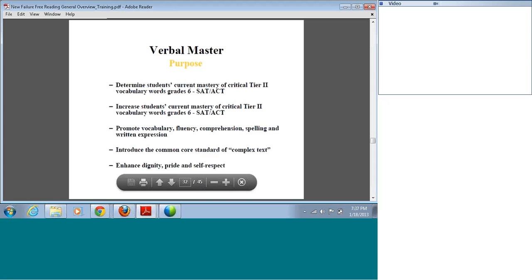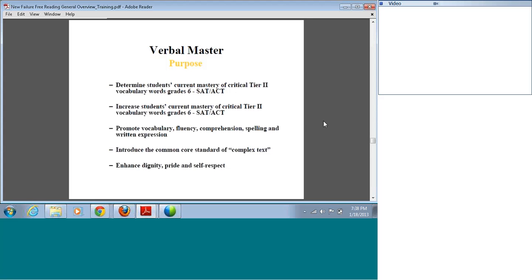All right, this is just a little bit more of a detailed description of Verbal Master. It determines students' current mastery of critical tier 2 vocabulary, and increases students' mastery of that vocabulary. It very much promotes vocabulary, fluency, comprehension, spelling, and written expression. It has the opportunity for you to really give the students practice at the Common Core standard of complex text. And it enhances student dignity, pride, and self-respect.